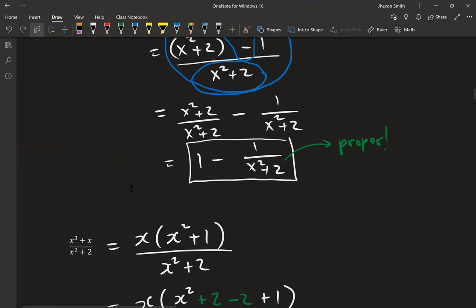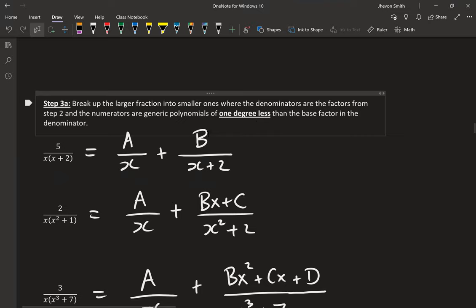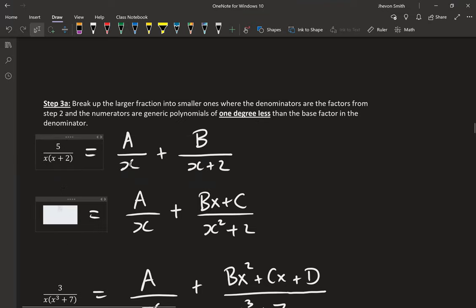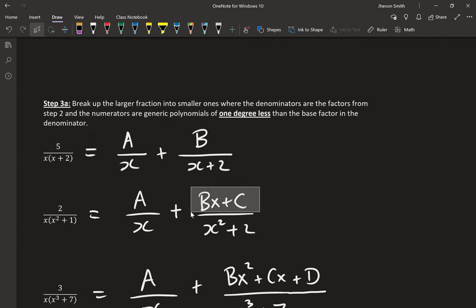So you have to make sure that the denominator is factorable. You also have to make sure that the numerator is of lower degree than the denominator. So that's the first thing. Second thing, once you know that's true, you are going to want to factor the denominator completely. Once you do that, you are going to break up the larger fraction into smaller fractions where each of the factors in the denominator of the bigger fraction is individually a denominator of the smaller fractions. On top of that, you're going to make sure that the numerators of these fractions are generic polynomials, meaning general polynomials, all degrees accounted for. They are general polynomials of one degree lower than the denominator, and that one degree lower is referring to the inside factor of the original.